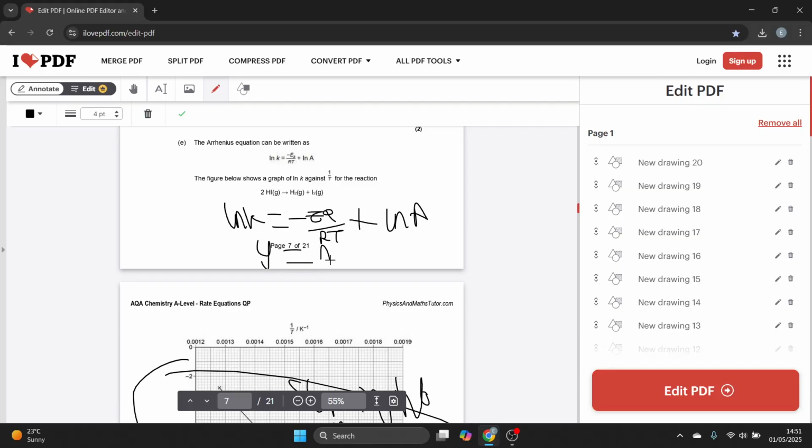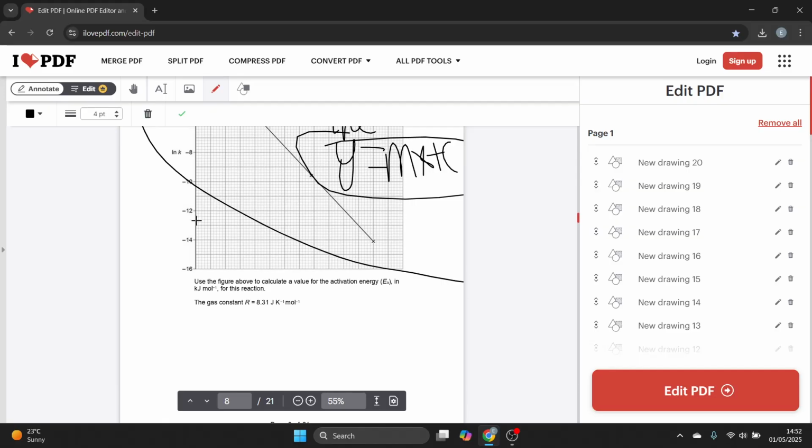Y equals mx plus c. So I know c is that, y is that. What's m? m is minus EA over R, x is T. So m equals minus EA over R. So that's really important. And then I find out the gradient.